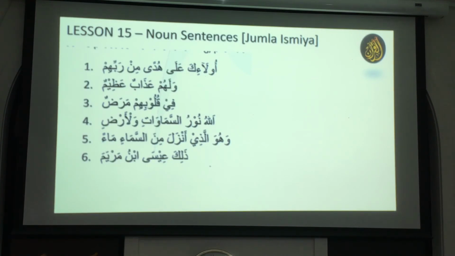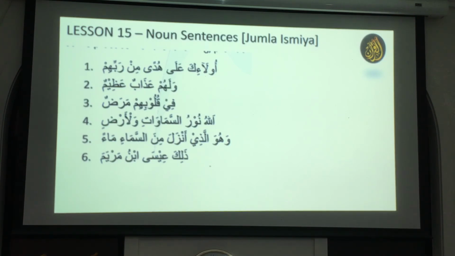Okay, then Allahu nurus samawati wal ard. Whenever you see Allah, and nur is a proper word, it's not al-nur. So Allah is a proper word, the word Allah, and it's followed by nur. So Allah is the light of the heavens and the earth. Nurus samawati wal ard, what is this? Light of the sky. No, I mean, what's the fragment? Mudaf, mudaf ilayh. Light of the sky and the earth. So Allah is the light of the heavens and the earth.